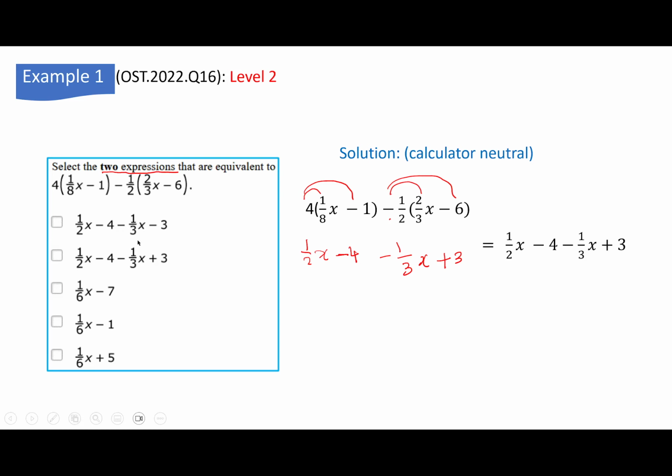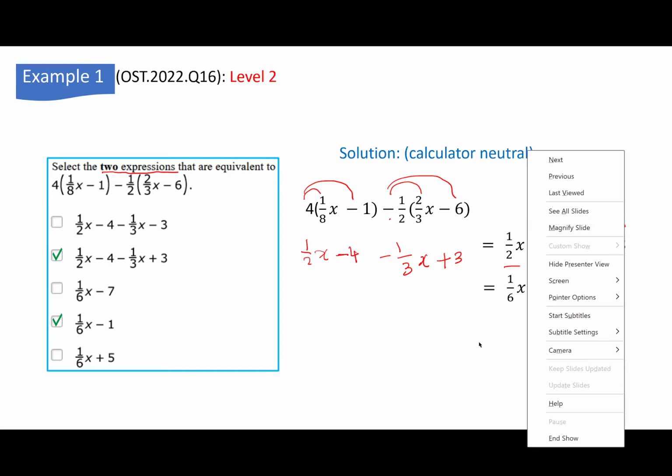Look, is it somewhere here? It looks like that's it right here. But they said there's another one we have to find, so we need to continue our simplification. 1/2 x minus 1/3 x. Adding fractions, you have to make a common denominator, and the answer will be 1/6 x. Minus 4 plus 3 is minus 1. And it happens to be right here. Okay.